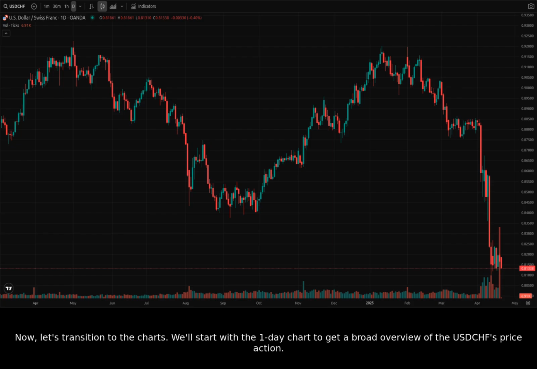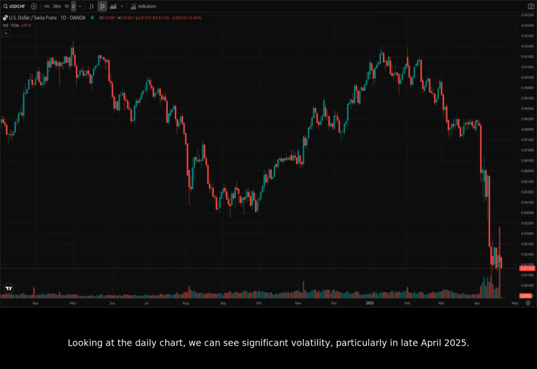We'll start with the one-day chart to get a broad overview of the USDCHF's price action. Looking at the daily chart, we can see significant volatility, particularly in late April 2025. We see a drop from about 0.92 to 0.82 in a short time span. Let's examine if we can identify support and resistance levels and any emerging trends.